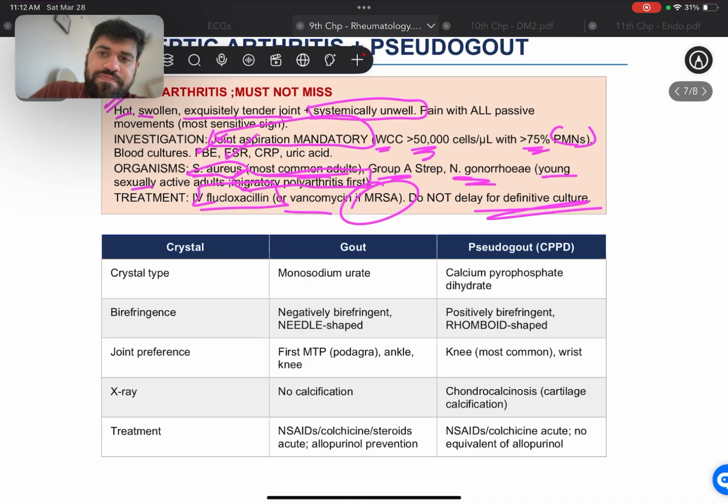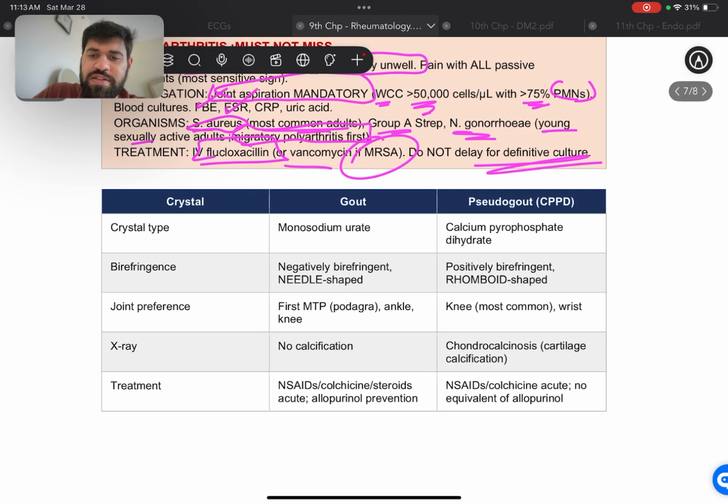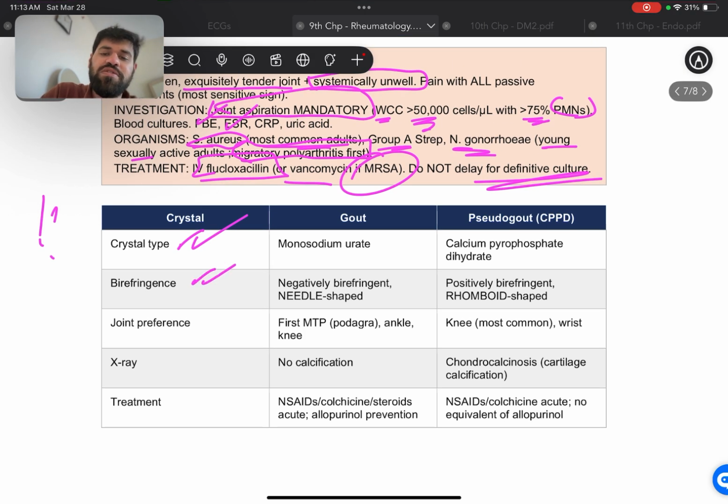All right, and now moving on to gout and pseudogout. The way to differentiate between them is this table, which highlights everything, so it's very important for you to see, because I've seen a lot of questions where they give the crystal types and whether it's birefringence positive or not. All right, so gout is going to be monosodium urate, whereas pseudogout or CPPD is going to be calcium pyrophosphate dihydrate.